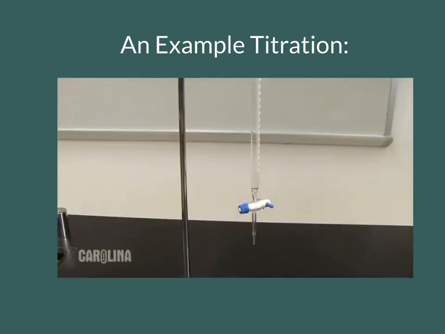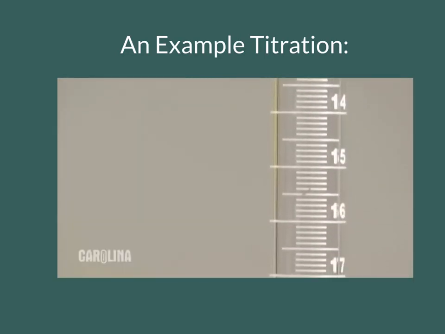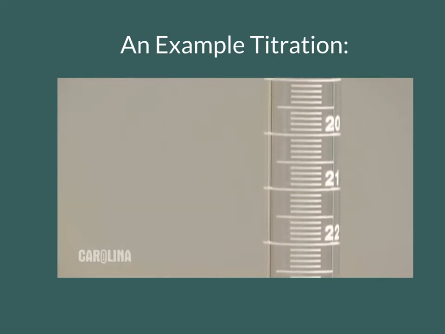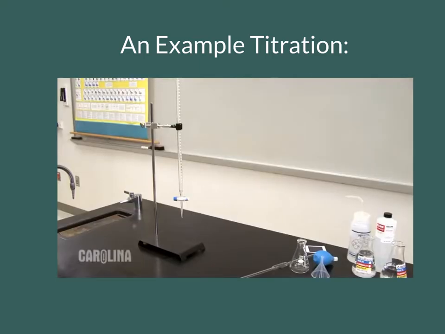It has a stopcock to regulate the flow of liquid. Notice that the markings on the burette go from lowest at the top to highest at the bottom. The ring stand and burette clamp are used to mount and secure your burette.